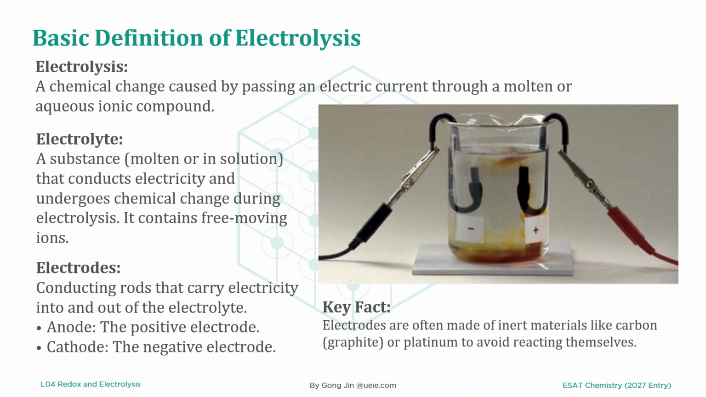We use two electrodes to connect the electrolyte to the power supply. The anode is the positive electrode, and the cathode is the negative one. Notice, we use inert materials like carbon for electrodes, so they don't react with the electrolyte. We want the electrolyte to change, not the electrodes.